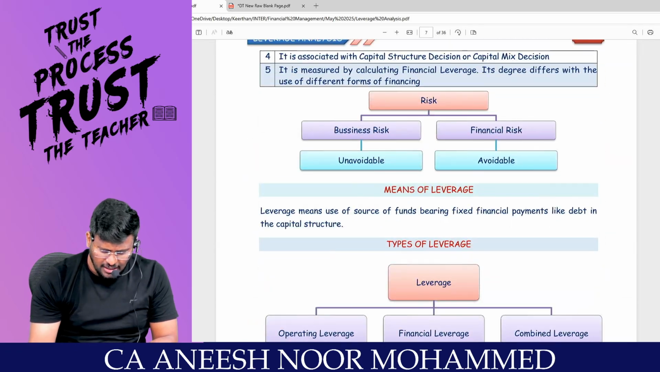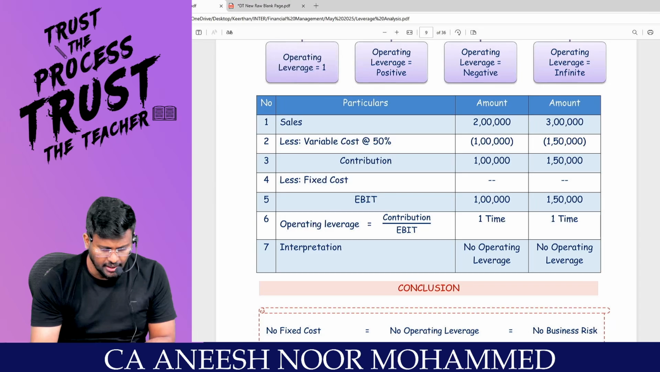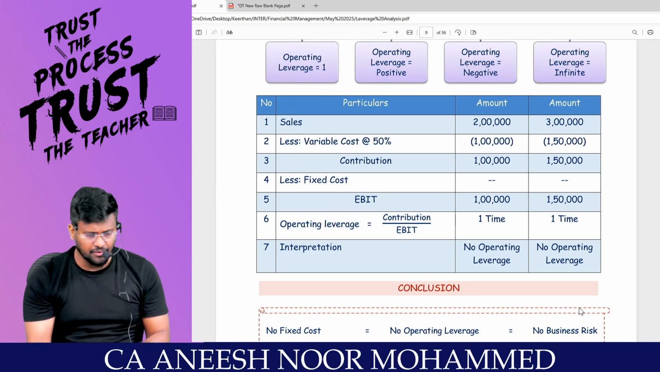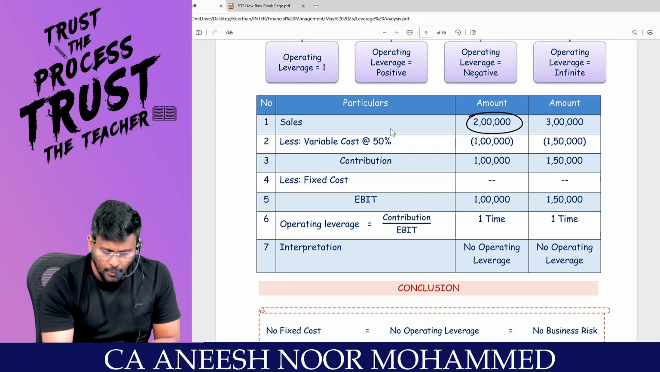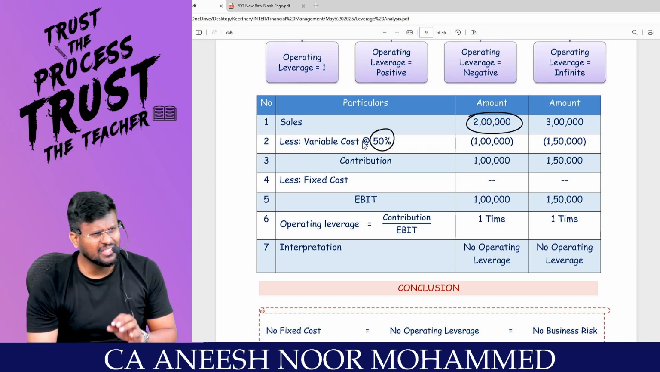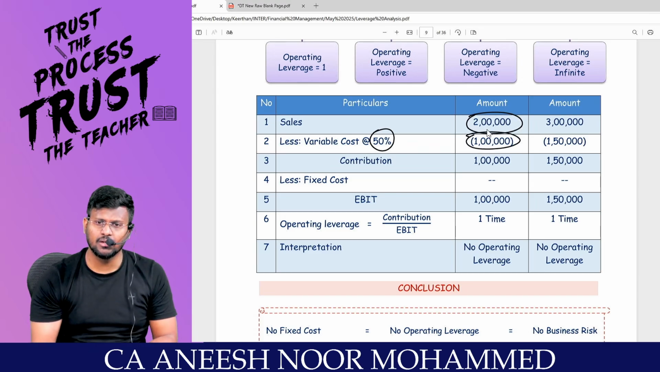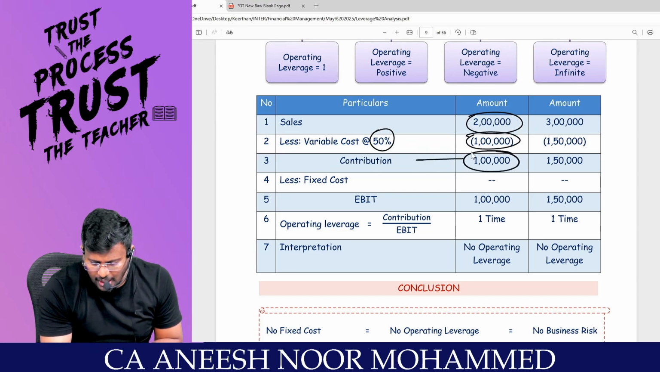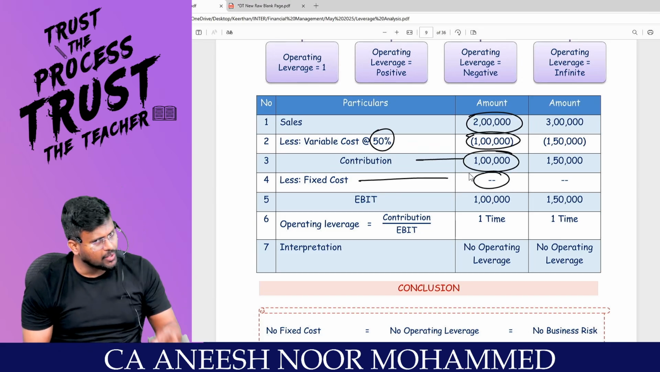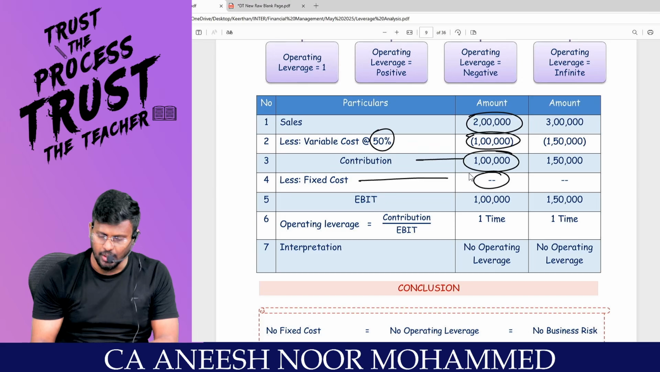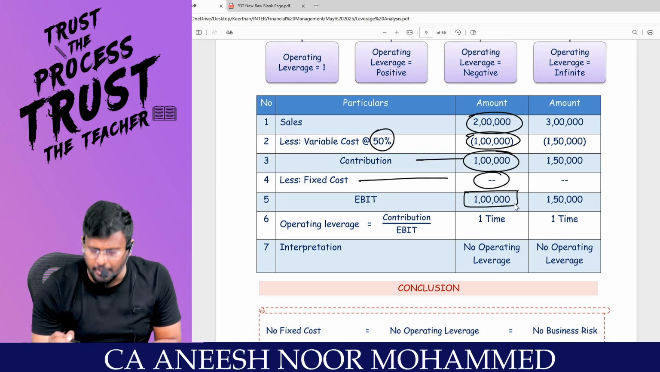So we'll start talking about operating leverage now. Whatever examples I have given, I'll be repeating, so be with me. Your sales is how much? 2 lakh. Variable cost at how much percent? This is only assumed data, 50%. So from 2 lakh, 50% gone means how much? What is the contribution? 1 lakh. Assume there is no fixed cost. There is no need that every business should have fixed cost. Are you really with me? So your earnings before interest and tax will be how much?